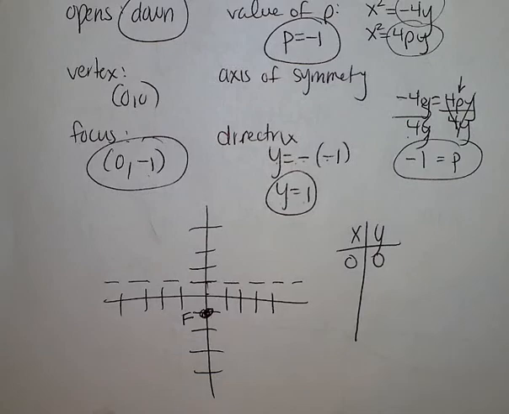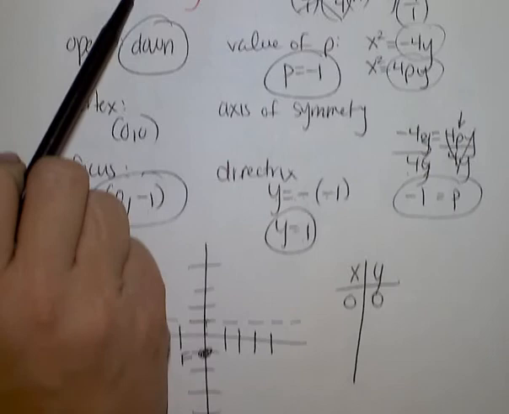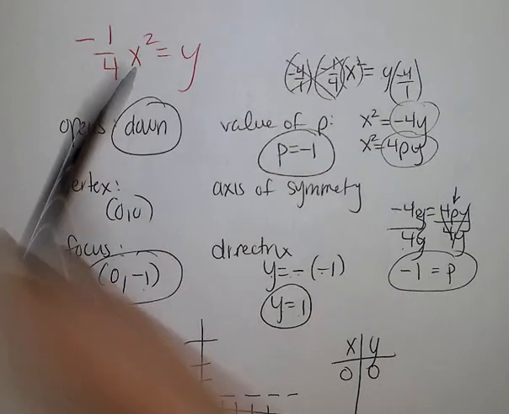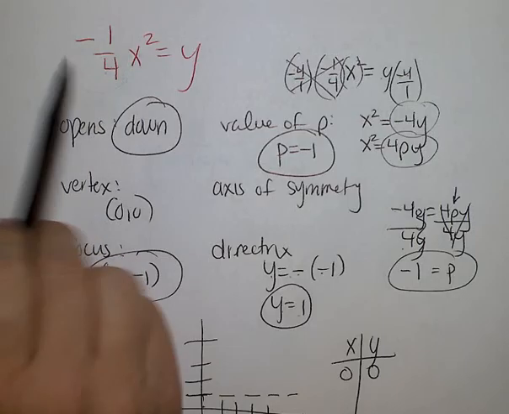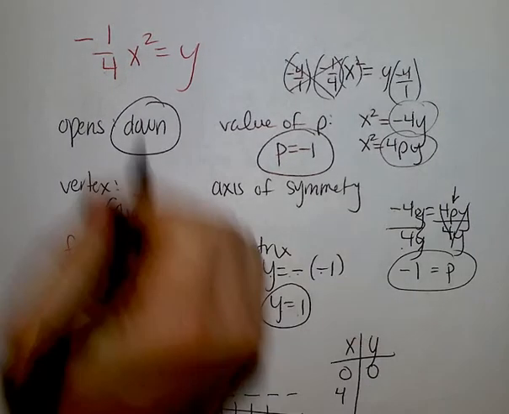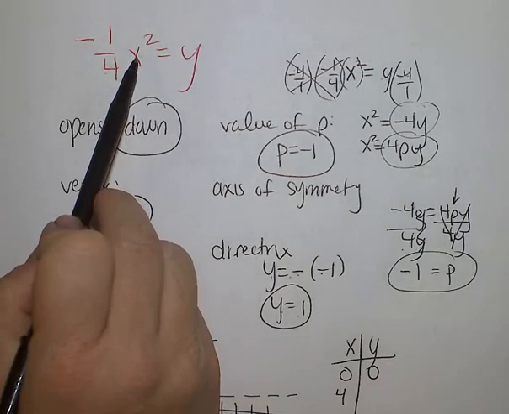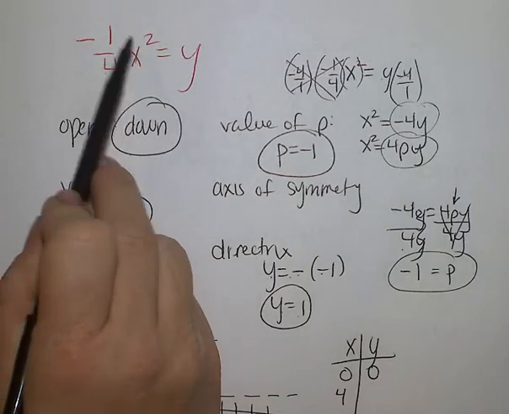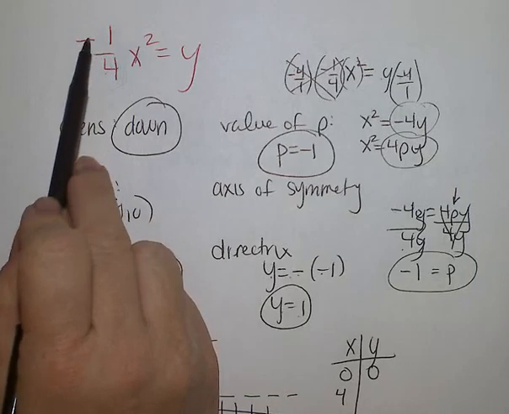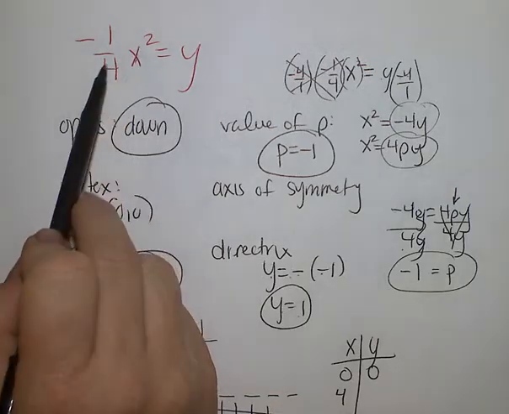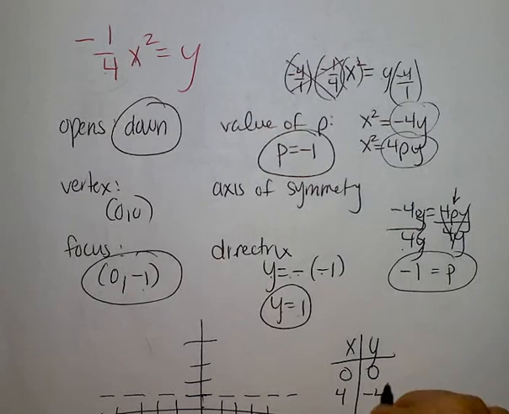And now I go back up to the original. I'm going to be plugging numbers in for x. So we do have a fraction involved. So let's go with multiples of 4. Let's start with positive 4, plugging in for x. 4 squared is 16. 16 times negative 1 is negative 16. And negative 16 divided by 4 is negative 4. Graph 4, negative 4.